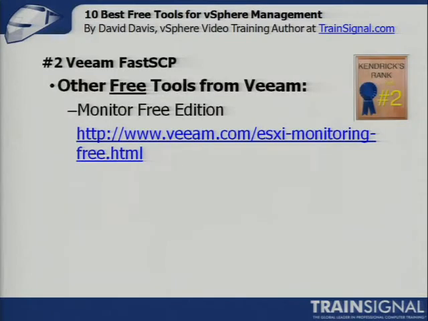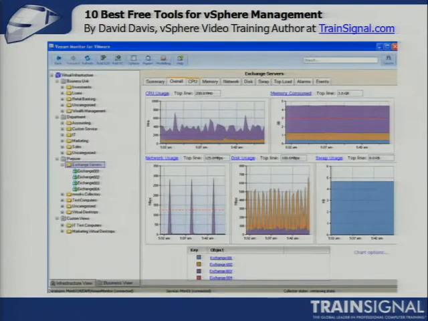And Veeam has a number of other free tools. Of course, they have the commercial Monitor, but they also have a free version of Monitor, which is really powerful. It's a real-time performance monitoring tool, and it keeps 24 hours of history. So if you want more than 24 hours of history, you have to buy the commercial edition. But even at 24 hours of history, there's a lot of troubleshooting and monitoring you can do with the free version of Monitor. I've got a video on my website about how to use the free version of Monitor to solve problems in your virtual infrastructure. And I know Kendrick's used it.